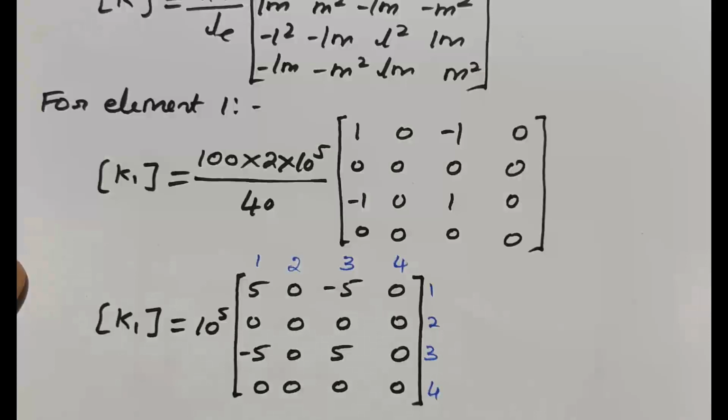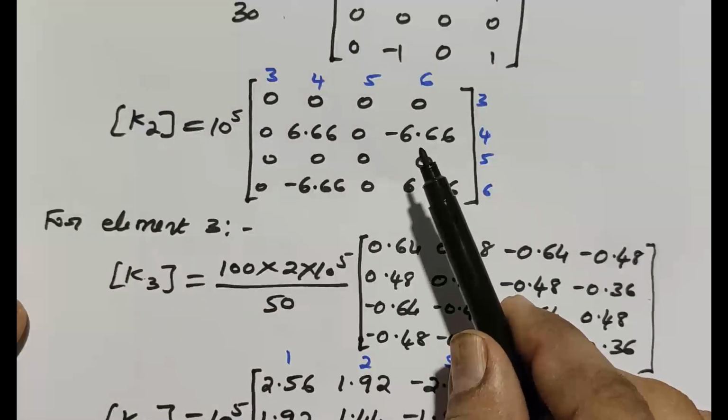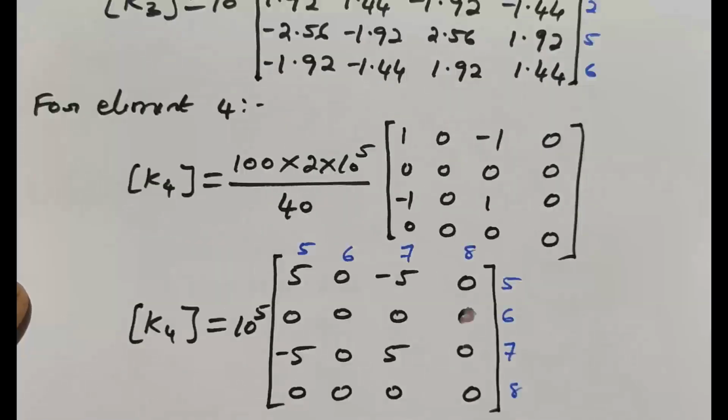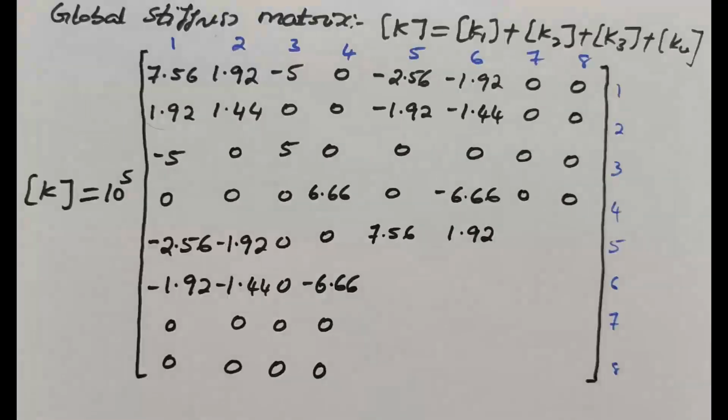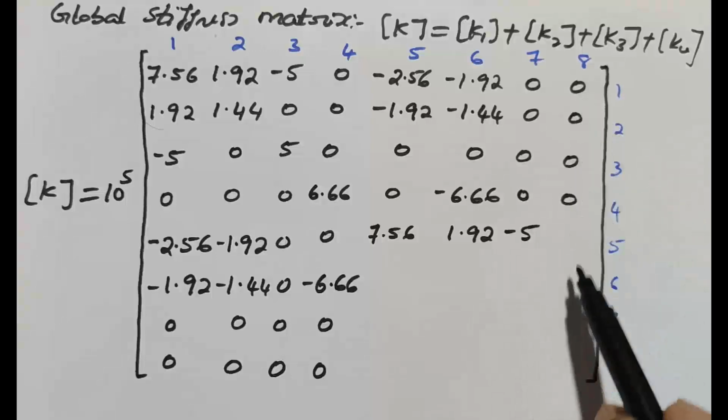Next, we need the element corresponding to 7 and 5. In K1, K2 and K3, we don't have any element corresponding to 7 and 5. But in K4, we have the element corresponding to 7 and 5. It is minus 5. Therefore, the element corresponding to 7 and 5 is minus 5. Next, we need the element corresponding to 8 and 5.